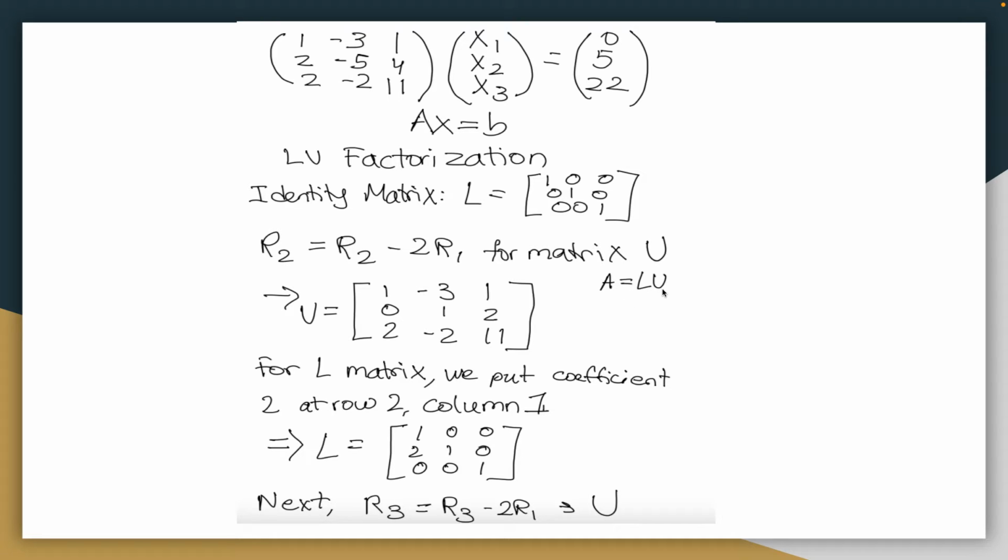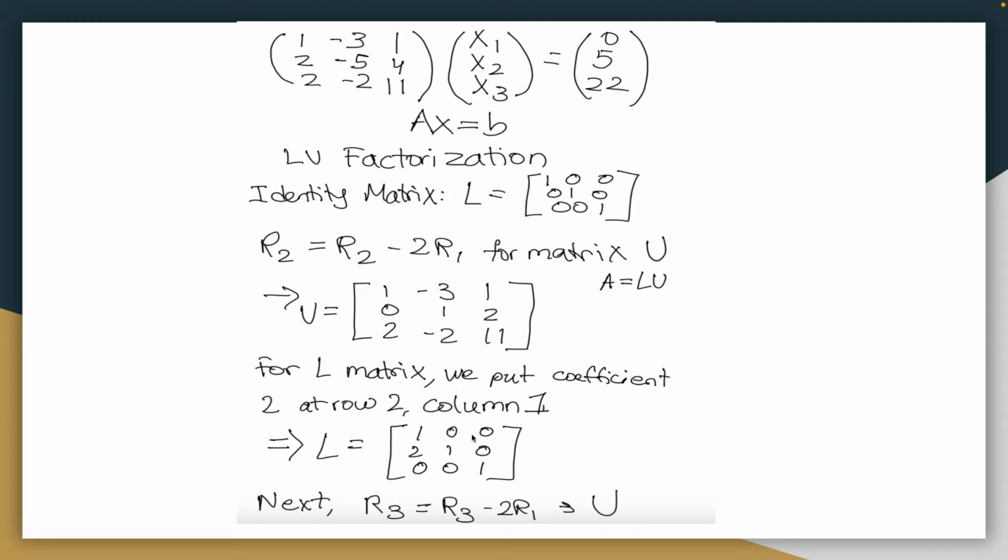And don't forget this equation as well, A equals LU. When we do that, the U matrix looks like this. And then we are transforming our L matrix as well, so do not forget that. We need to put coefficient 2 at row 2, column 1 because we did R2 minus 2R1.